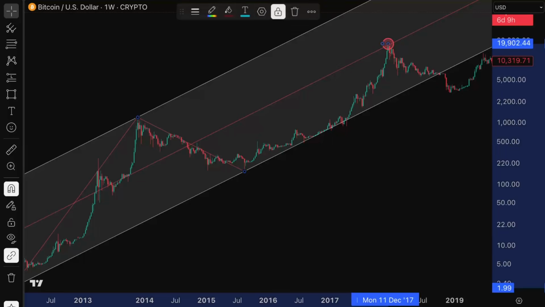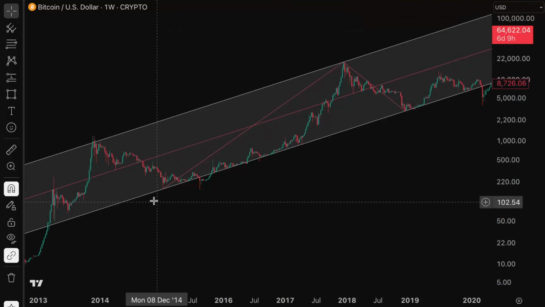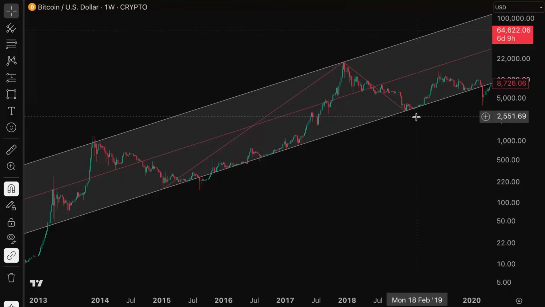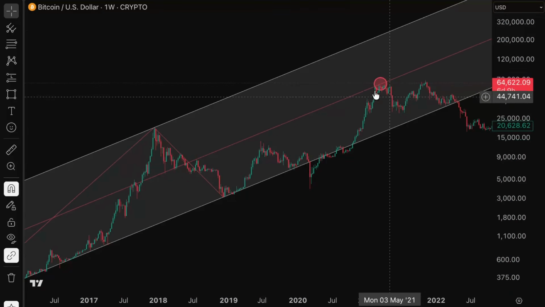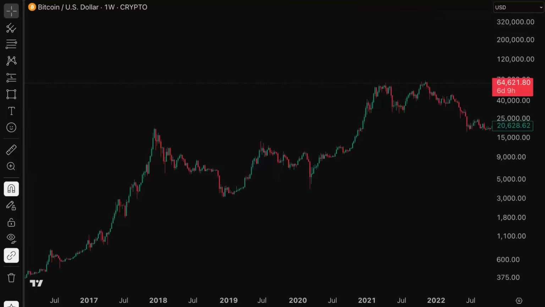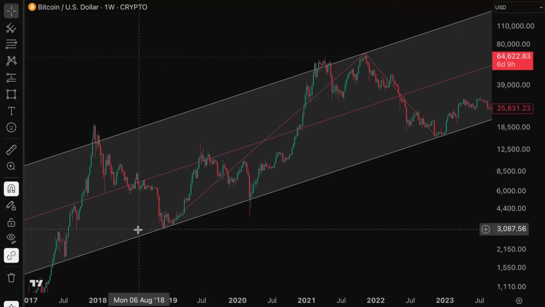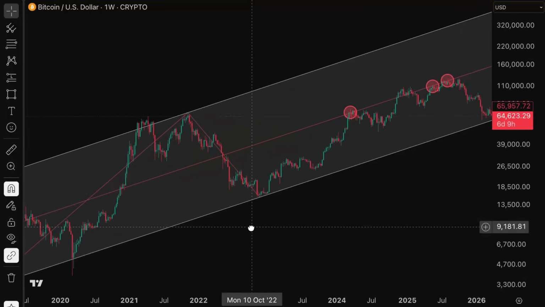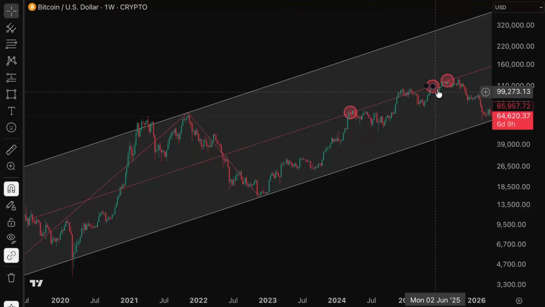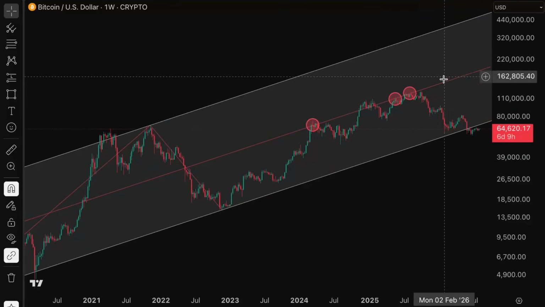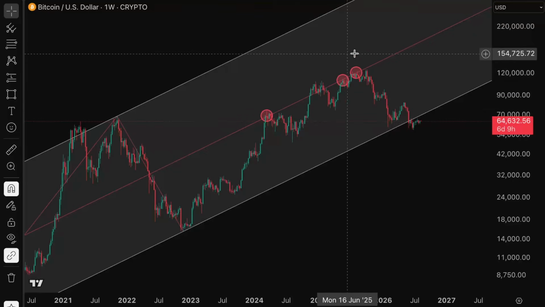Then we can do the same thing for the following cycle. We pick the bottom, we pick the top and the bottom. And here once again is the top. And then the cycle after that, we take the bottom, the top, and the bottom. And here we've actually touched the red line multiple times, but we've never been able to break above. So it's an amazing tool for finding the tops.